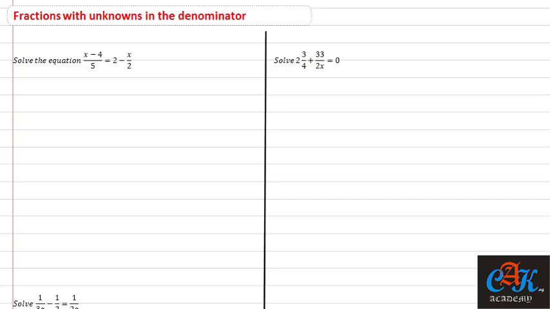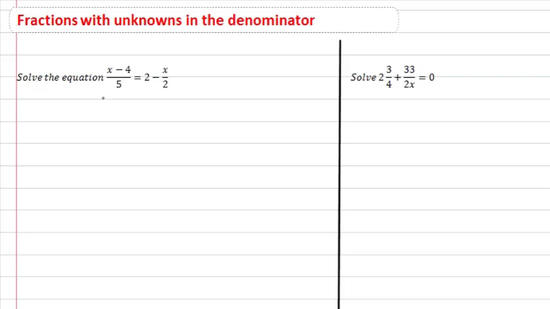We're looking at fractions with unknowns in the denominator. So the denominator is the base, while the numerator is the up. The upside is the numerator, the downside is the denominator. Now I want to solve this equation. In this equation, we need to find x.